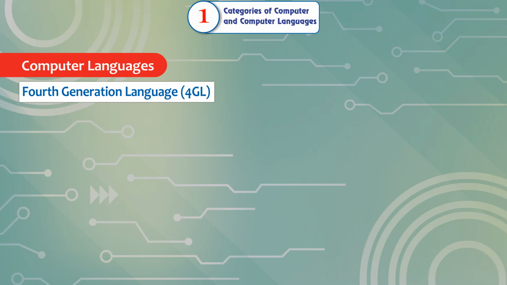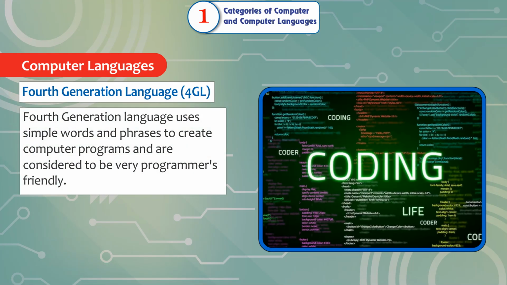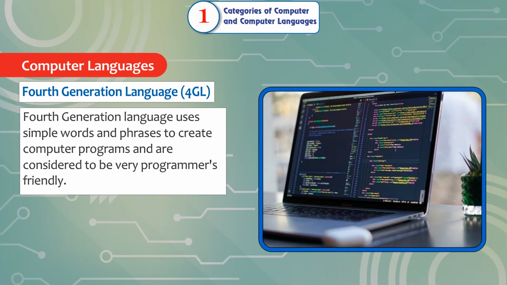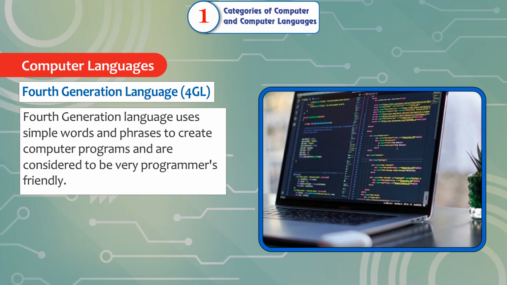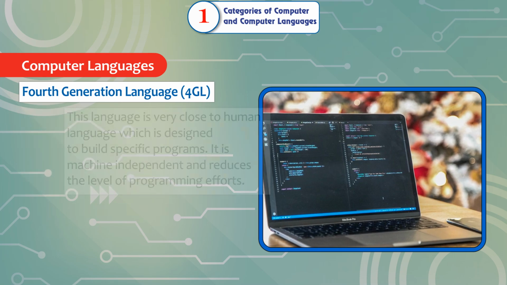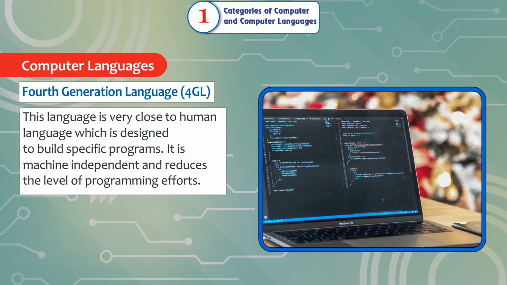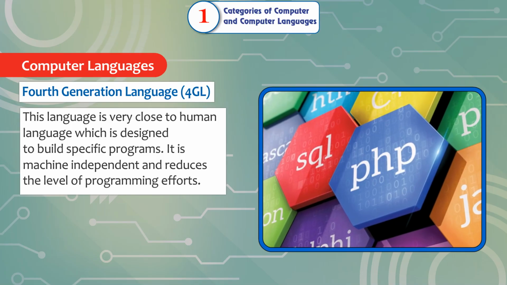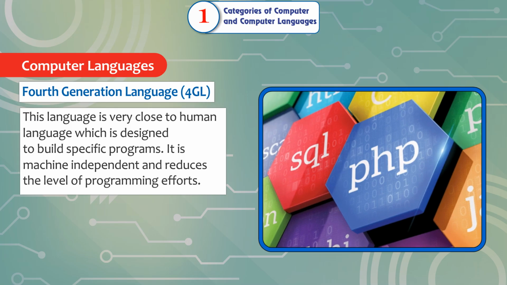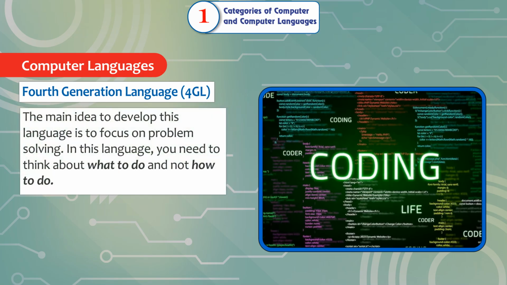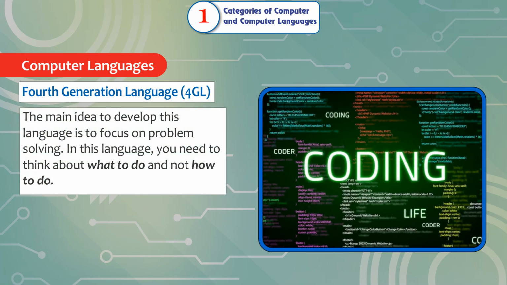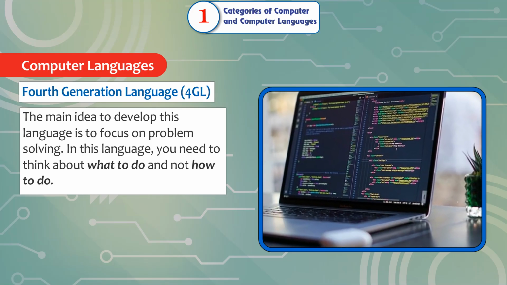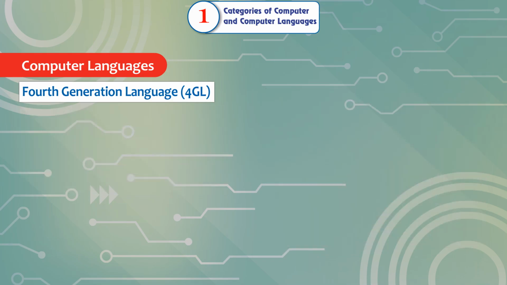Fourth generation language, 4GL. Fourth generation language uses simple words and phrases to create computer programs and is considered to be very programmer-friendly. This language is very close to human language, which is designed to build specific programs. It is machine independent and reduces the level of programming effort. The main idea to develop this language is to focus on problem solving. In this language, you need to think about what to do and not how to do.